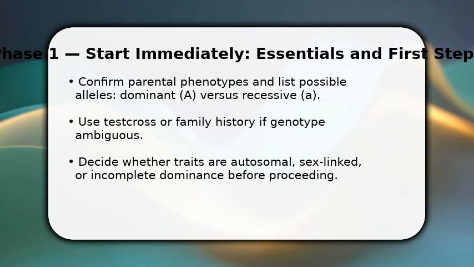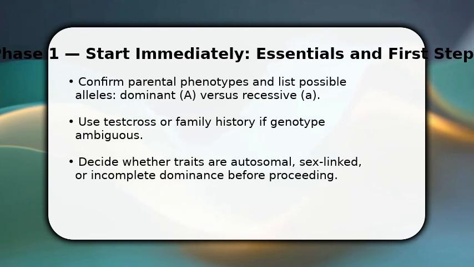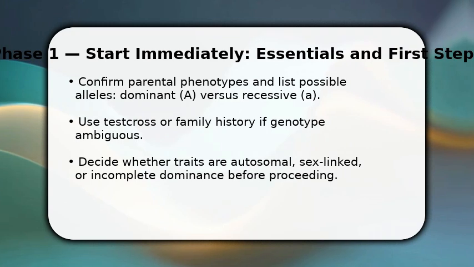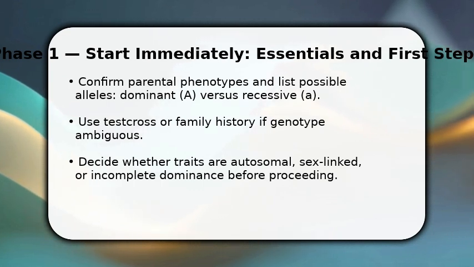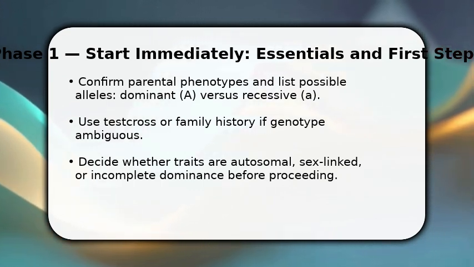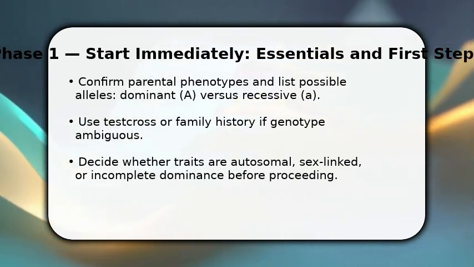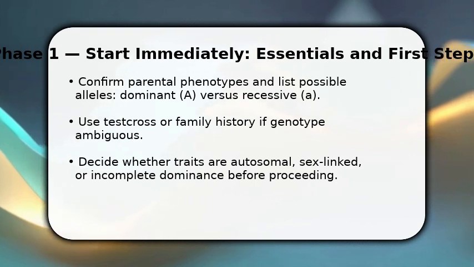You start by locking down parental information. Note each phenotype, then infer possible genotypes. If a parent shows the dominant trait, consider two possibilities. If recessive, genotype is homozygous recessive. Once done, choose the correct allele symbols and note linkage or sex chromosome differences, because that changes the setup.